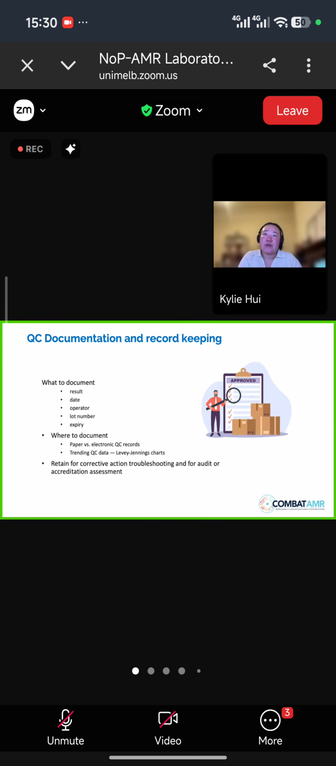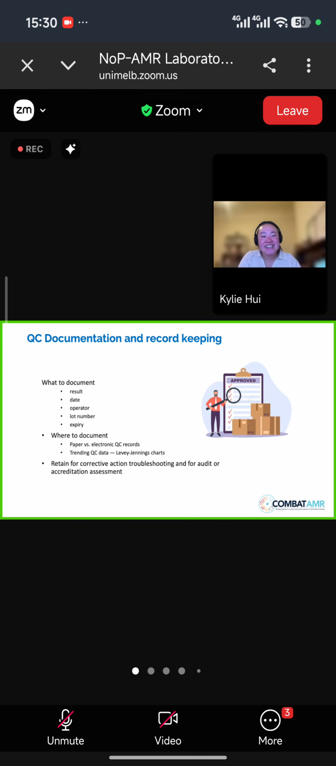QC documentation and record keeping. So what's important to document? We have our results, date, the operator, lot number, and expiry. Where do we document them? We can do either paper-based or electronic QC records. In the example that I provided before with the Excel, just have it clearly labeled: when was it tested, what was tested, with what ATCC strain, who was the operator, and whether it passed or failed. That's really important information to capture and very easily done on Excel.